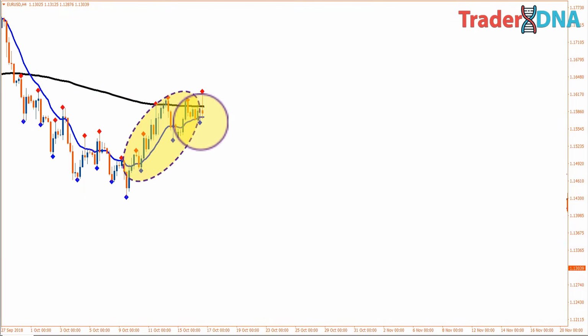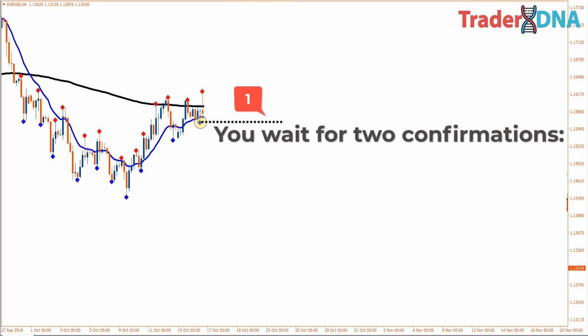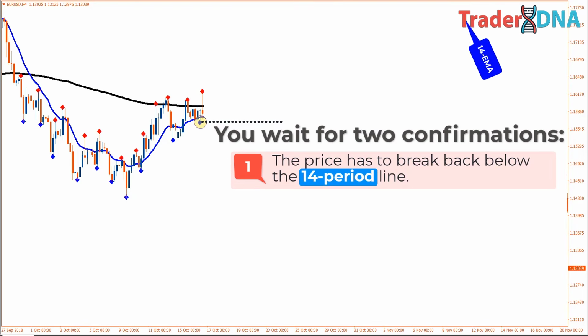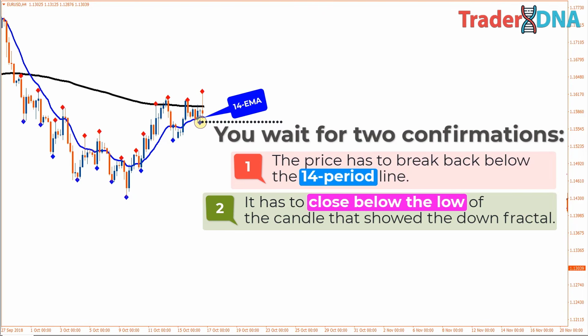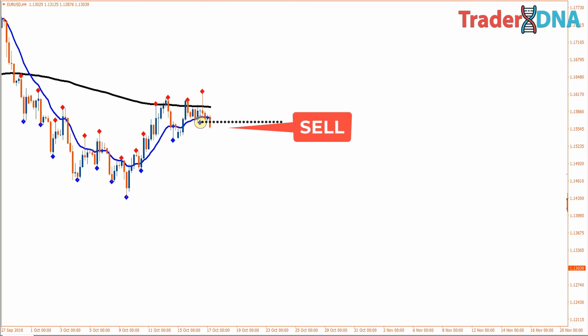If a down fractal arrow appears during that little rise, pay attention. Just like before, wait for confirmation. You want the price to break back below the 14 period line and close below the low of the candle where the down fractal appeared. Once that happens, boom again, you enter a sell trade. Place your stop loss just above the 14 period moving average this time.